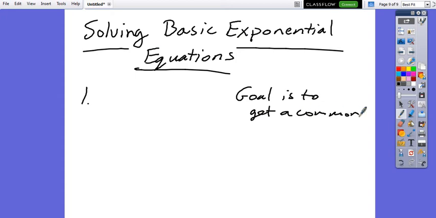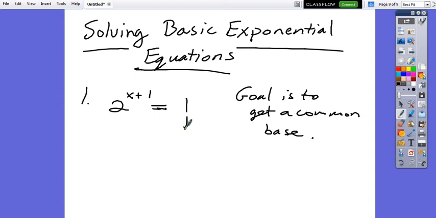base. So if I've got the function 2 to the x plus 1 equals 1, okay? In order to get a common base, I first look and see that this base is 2. Well, that's a prime number, so I can't change this base. This base is what it is. But I can convert the 1 to have a base of 2.